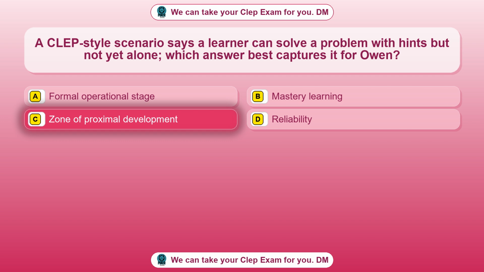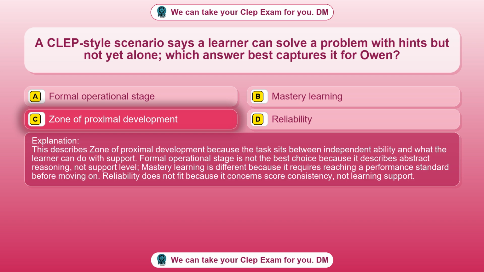Zone of proximal development. This describes zone of proximal development because the task sits between independent ability and what the learner can do with support. Formal operational stage is not the best choice because it describes abstract reasoning, not support level. Mastery learning is different because it requires reaching a performance standard before moving on. Reliability does not fit because it concerns score consistency, not learning support.